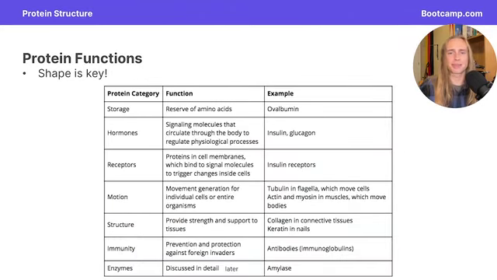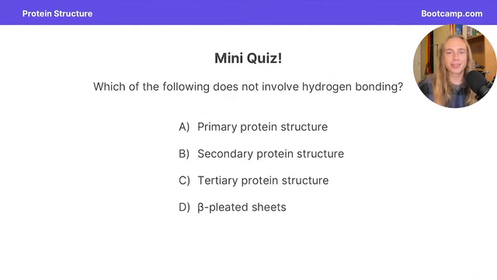So as you might have guessed by now, there's a lot of different functions of proteins. You can see a table of different protein functions here, and we're going to break these down further throughout your course. So now that we've finished with the lesson, it's time for a mini quiz.